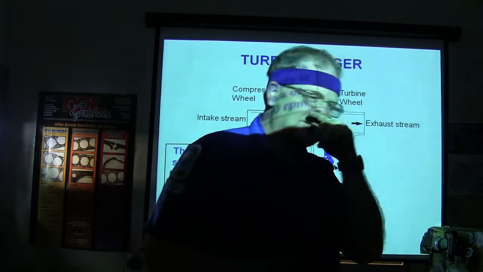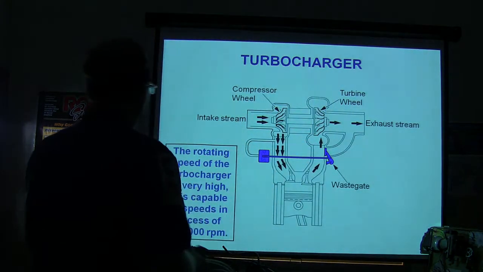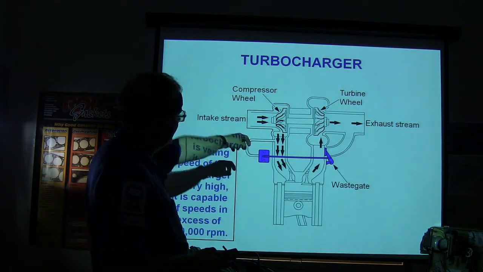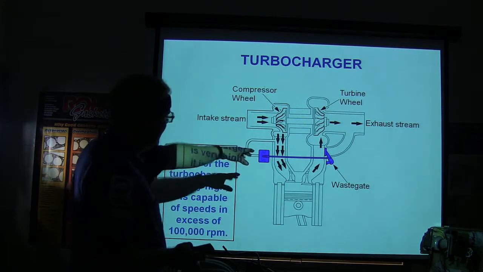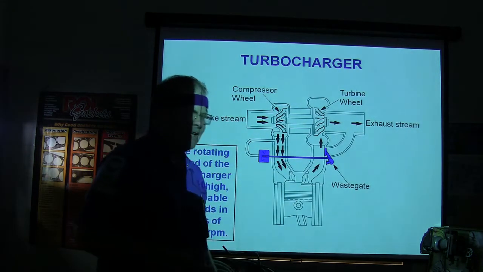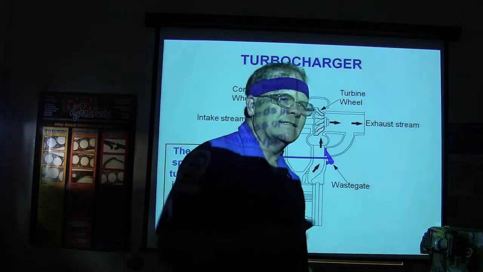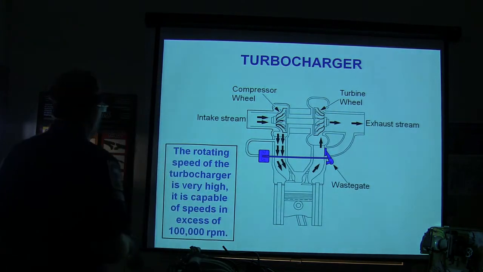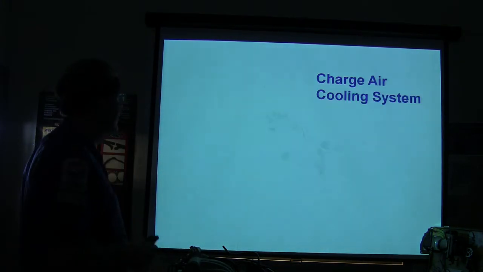Now, the Power Stroke diesel, the early one that I'm talking about, doesn't have a waste gate per se, it's got the other. But anyway, this is pretty much how that works. If the boost gets too high, it opens that waste gate and bypasses so much exhaust around the turbine so it doesn't overboost. And the rotating speed of the turbocharger is really high, 100,000 RPMs.